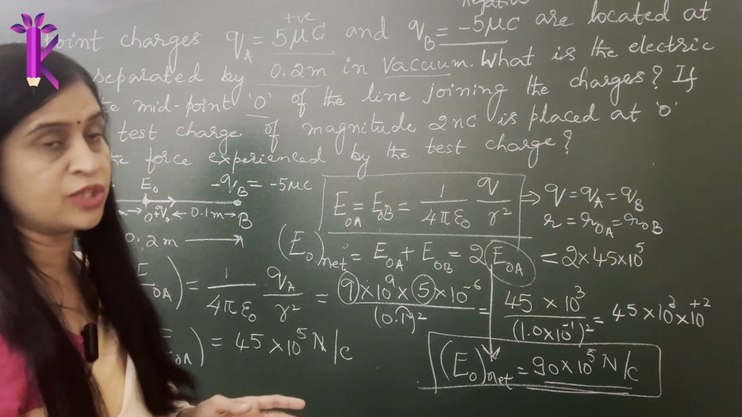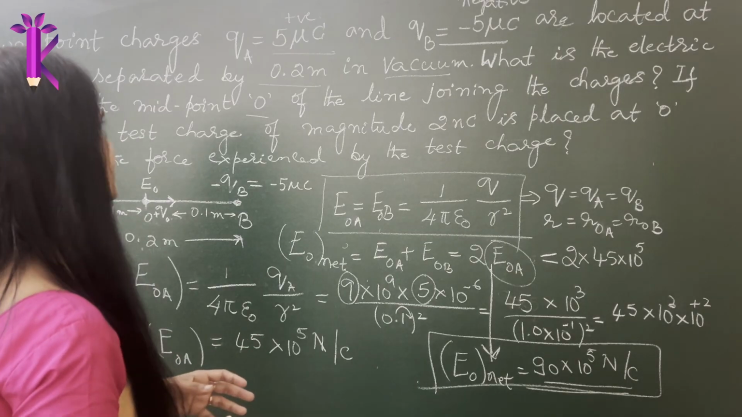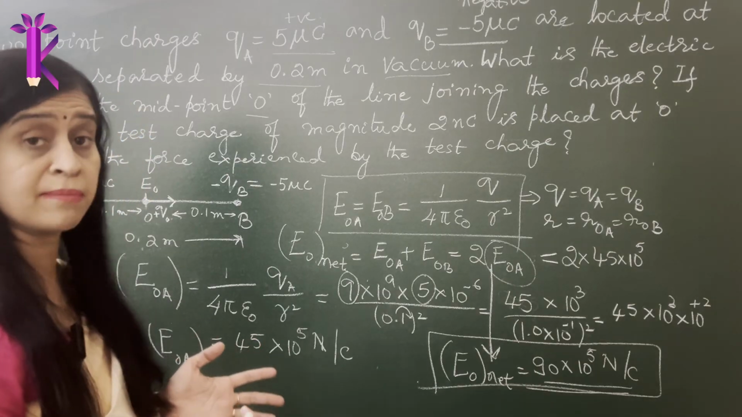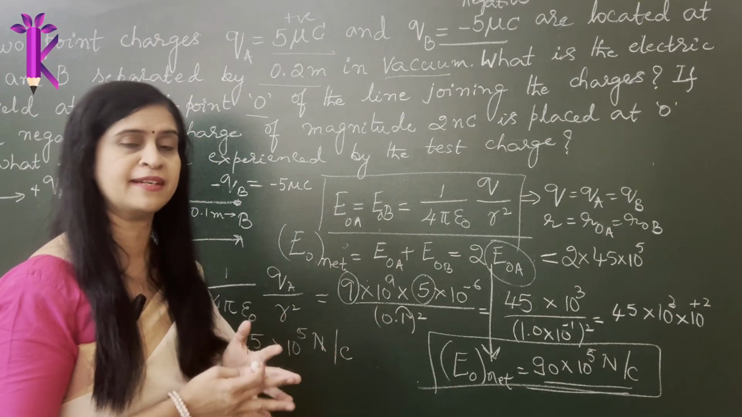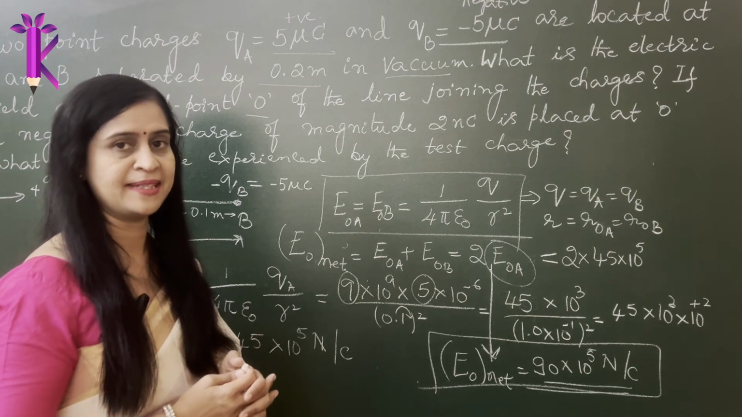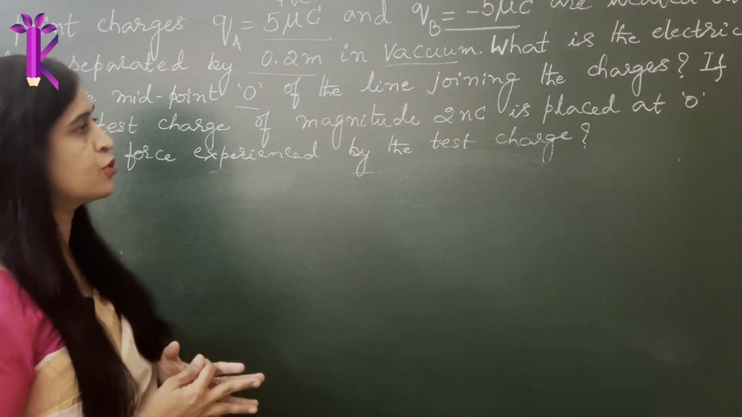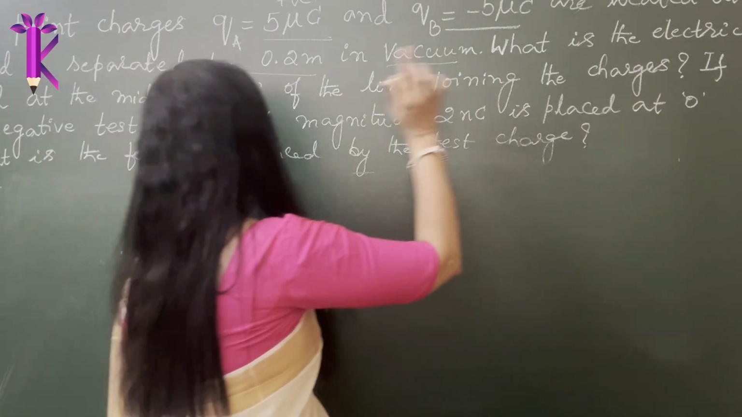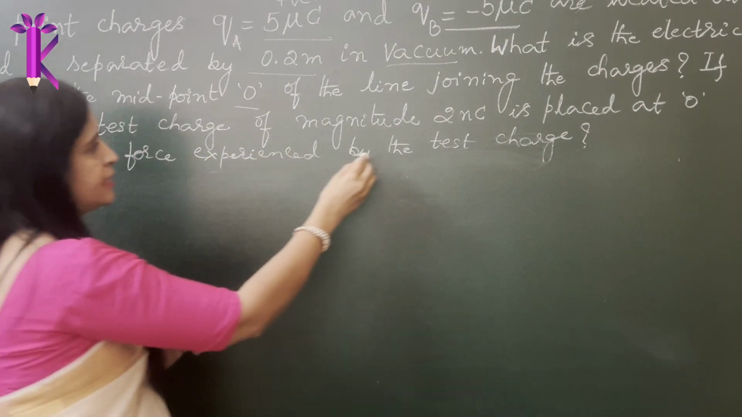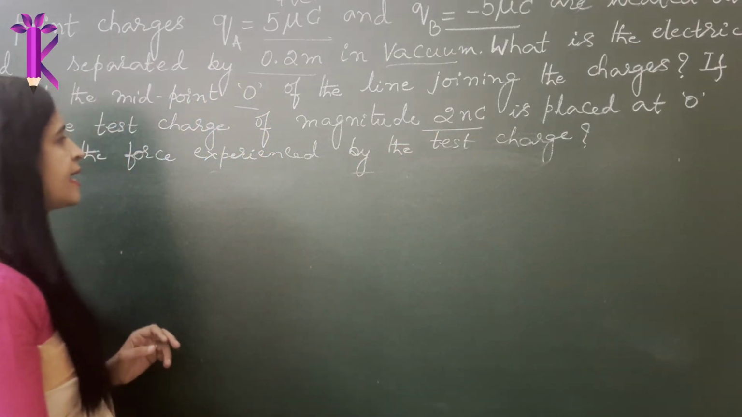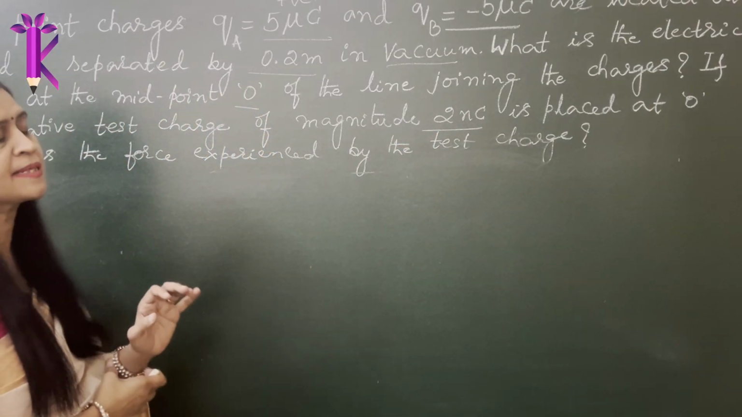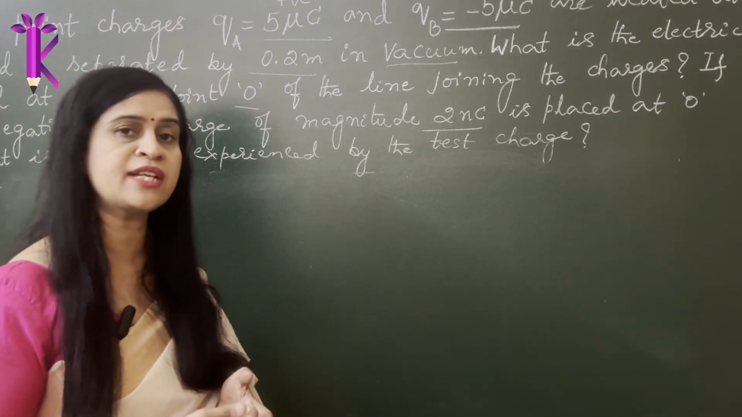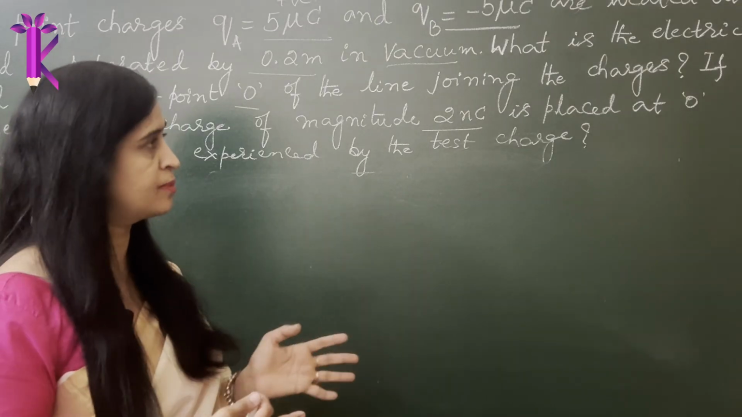We have another question to it, a part B. What does it state? Let's see. I'll erase this part and then I'll give you some time to work it out yourself. If you can't figure it out, then I'm going to reveal it. I hope you are able to figure out the answer for the second part of the question, which is: if a negative test charge of magnitude 2 nanocoulomb is placed at O, what is the force experienced by the test charge? So here they are placing a negative test charge in place of the positive test charge that we assumed in the first case.